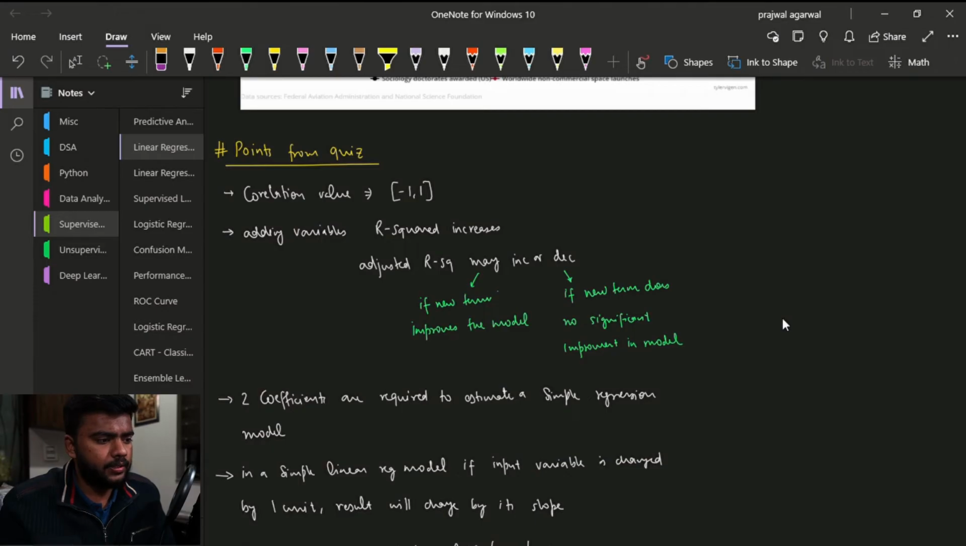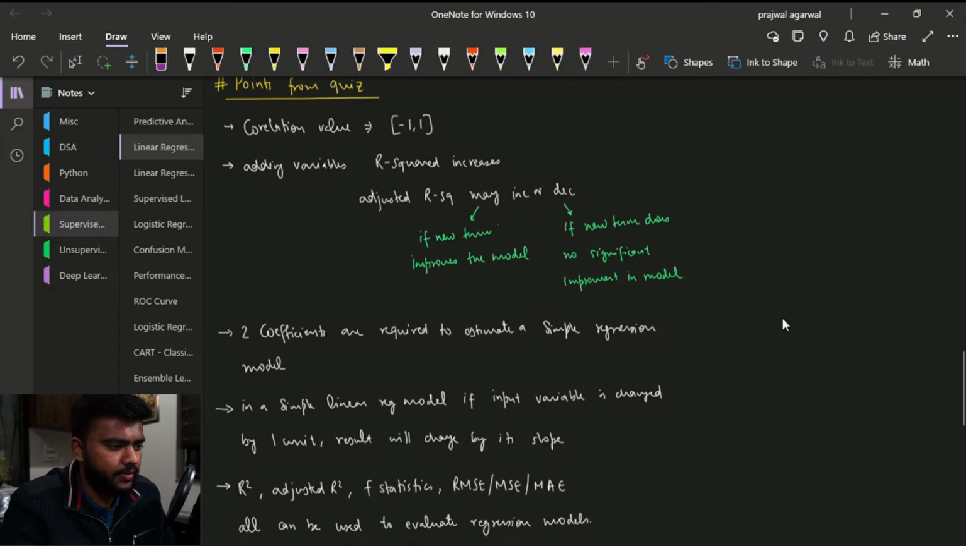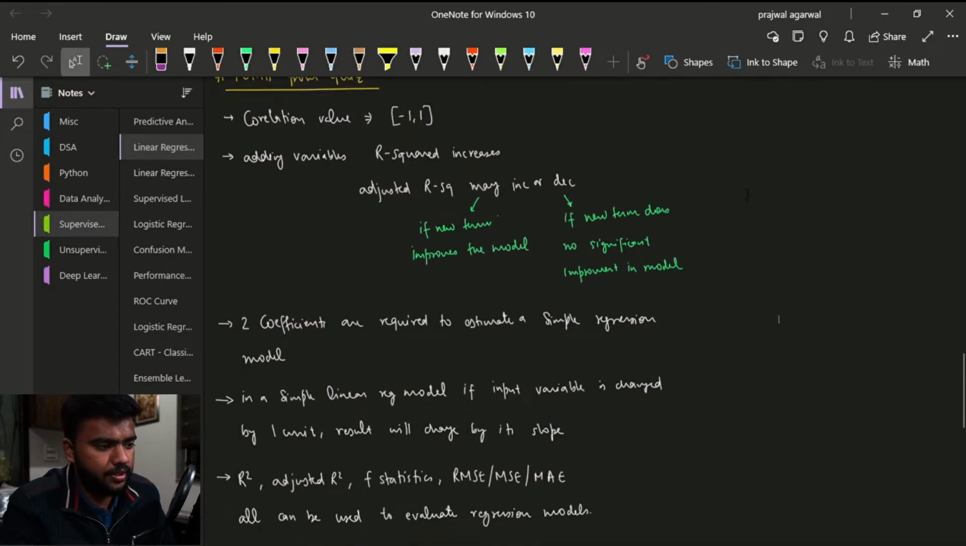Hi, so in this video we are going to discuss some points regarding linear regression, and these are basically points from one of my assessments. First thing that we have is correlation value lies between -1 to 1. Second thing is what is the effect of adding variables to your R square and adjusted R square values.